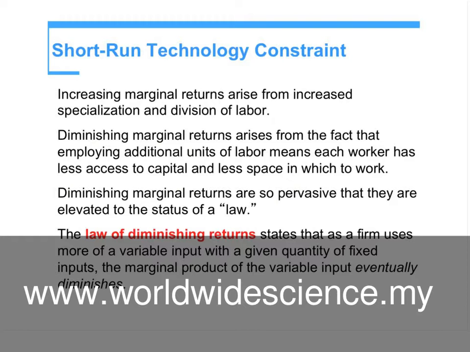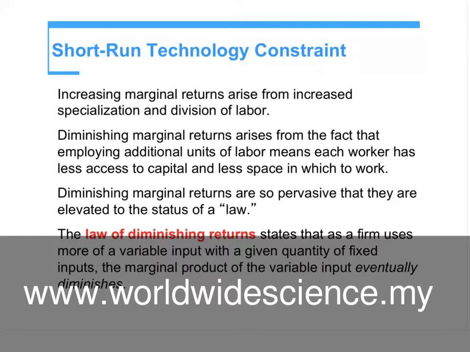It doesn't mean that the more workers you have, the output will be exactly twice, 3 times, or 4 times as much. The first 3 workers, true, but as your workers increase, the space they have, the limitations, the number of machines they can use is pretty much the same, so they cannot increase the marginal return that much. So we have diminishing marginal return.